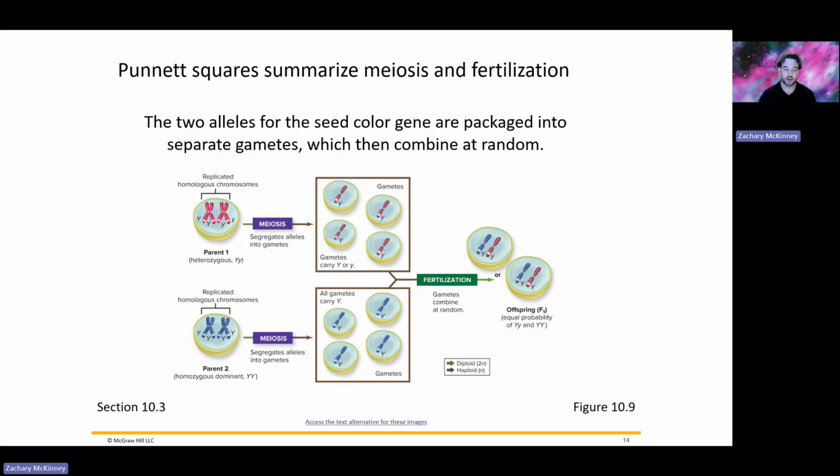All right, so Punnett squares, again, summarize meiosis and fertilization. You have this segregation of alleles, again, taking apart the homologous chromosomes, splitting up the sister chromatids, and then recombining them with a chromosome from another individual. That gives you all these new combinations of alleles. Maybe you get two dominant alleles, the same ones. Maybe you get a dominant and a recessive. Maybe you get two recessive, right?